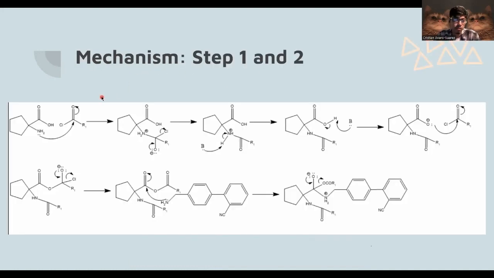Starting off with steps 1 and 2 of the mechanism, first the amine attacks the acid chloride. From the acid chloride, the chlorine gets kicked off and reforms the carbonyl, and then a base deprotonates the nitrogen portion and takes away a hydrogen. Then a base deprotonates the carboxylic acid from this portion, and this oxygen anion attacks another section of the acid chloride. As we see here, the chlorine gets kicked off to form an anhydride.